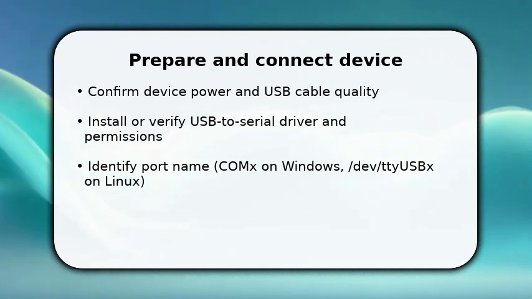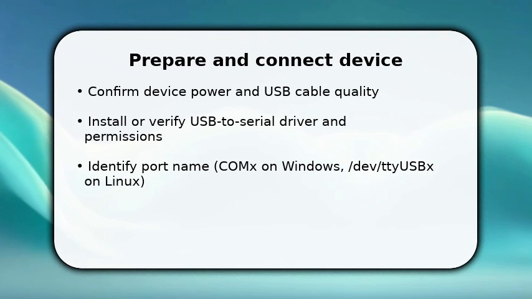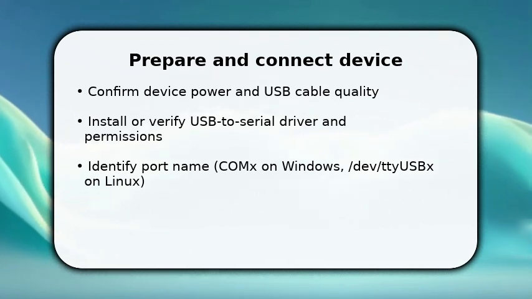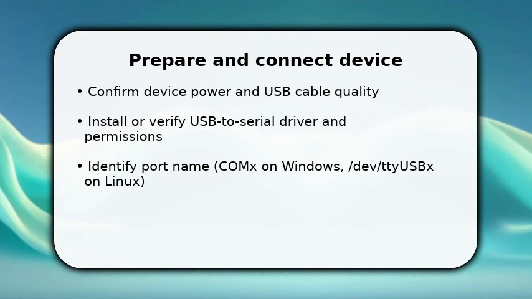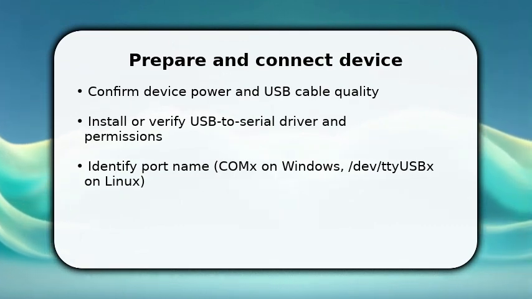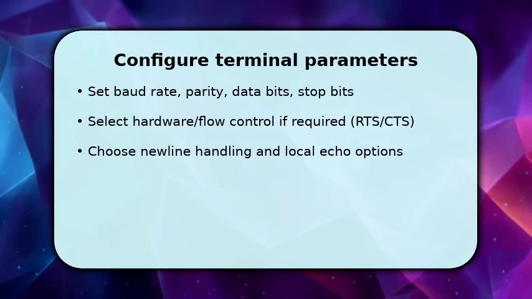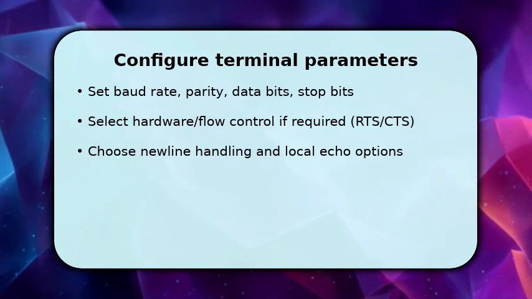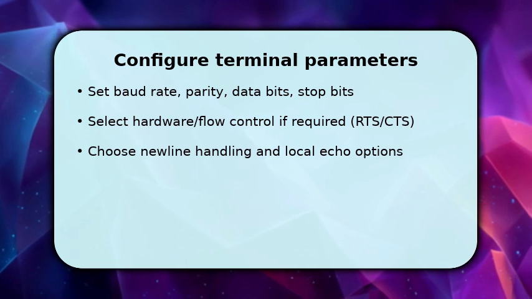This is critical because the terminal must open that exact interface. If multiple ports appear, disconnect and reconnect to see which one changes to confirm the right port. Once you know the port, open your serial terminal application and select that interface.